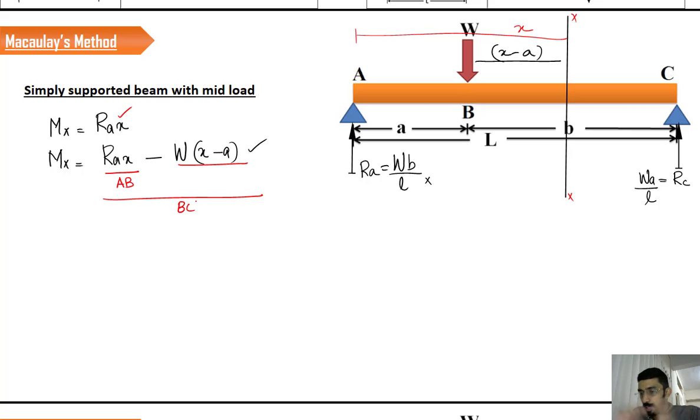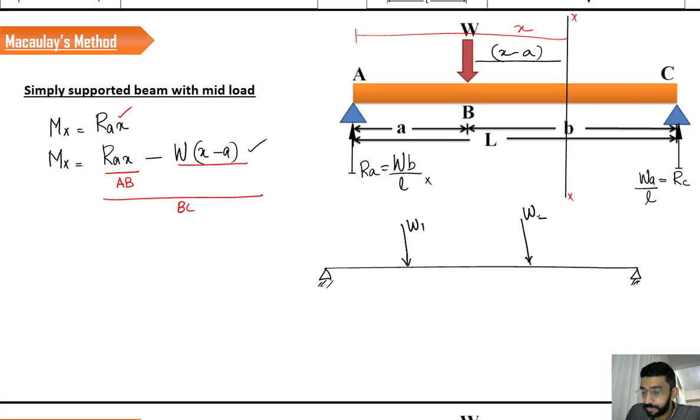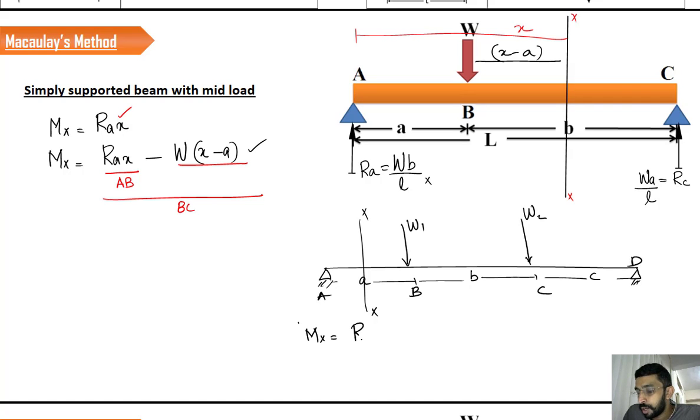For the time being, I will do one thing. Just for your understanding, let's say I am defining a general beam like this, where I have two loads, say W1 and W2, right? So this is going to be A, this is going to be B, and this is going to be C, and this is A, B, C and D, right? Now if I define the section initially between AB, then the moment at X is equal to what? Ra into X, right?